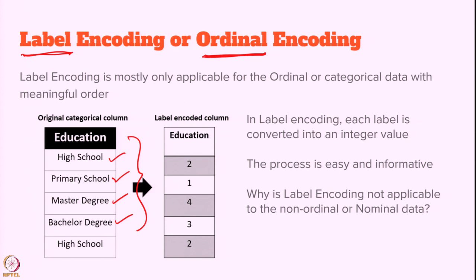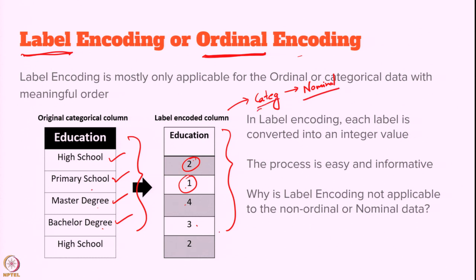What we do here is we just convert the given data into some integer values. Primary school is 1, high school is 2, bachelor's is 3, master's is 4. This type of conversion is called label encoding or the ordinal encoding. This is very easy and it's very informative as well. Now the question is, since it is very easy, can we do this for the categorical variable which is nominal?